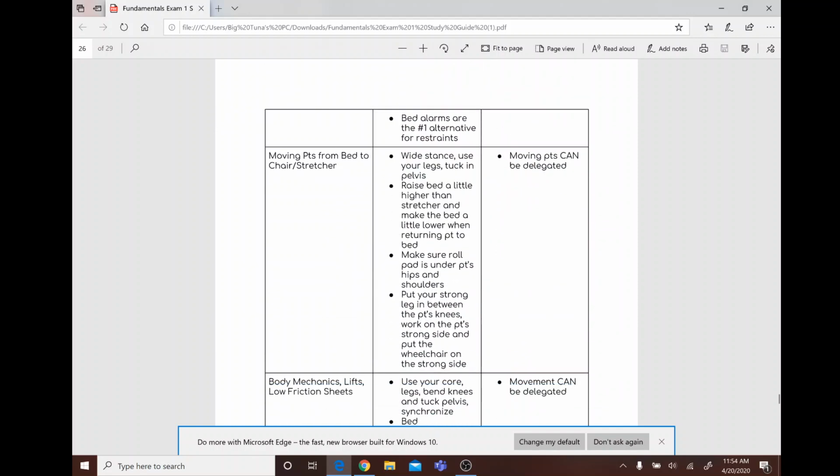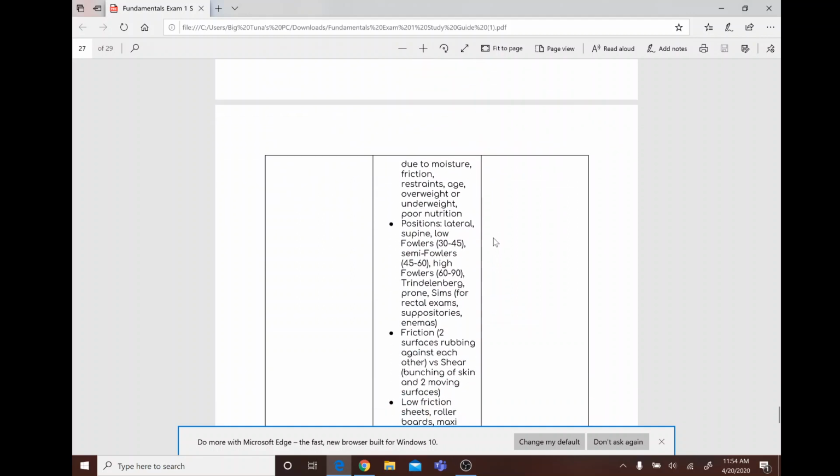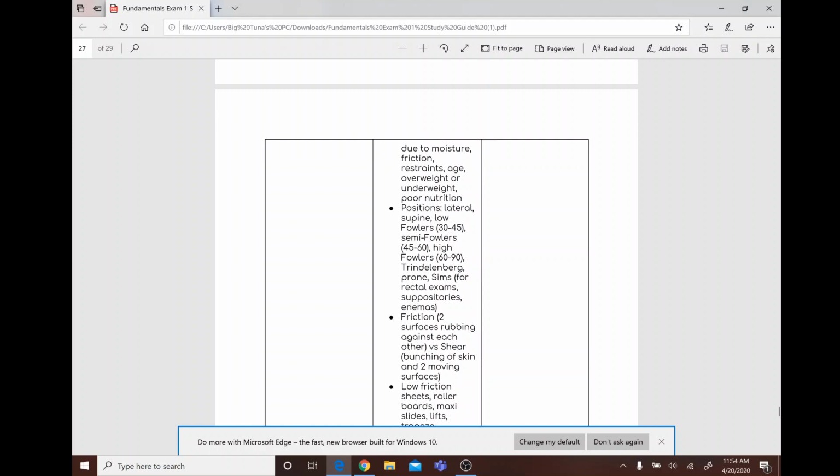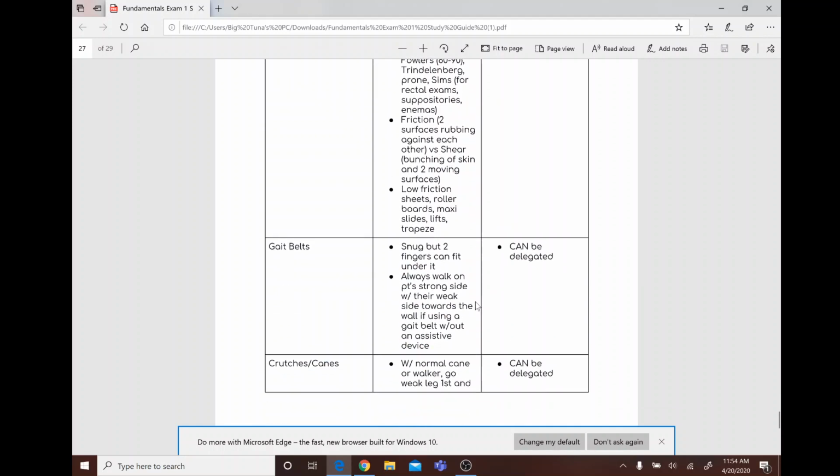Know about restraints. We know about moving and body mechanics: turn the patient every 2 hours. Low Fowler's 30 to 45, semi Fowler's 45 to 60, high Fowler's 60 to 90. Sims is for rectal exams, suppositories, and enemas. Okay.